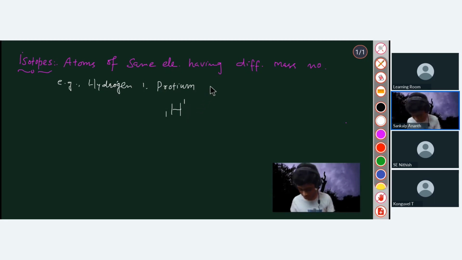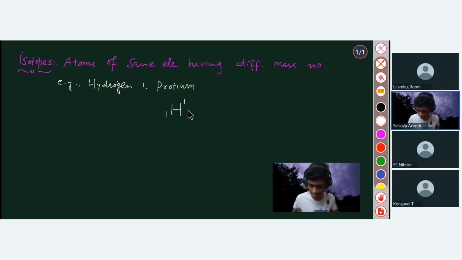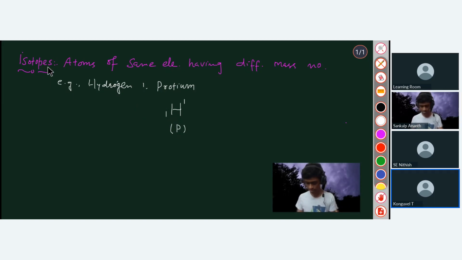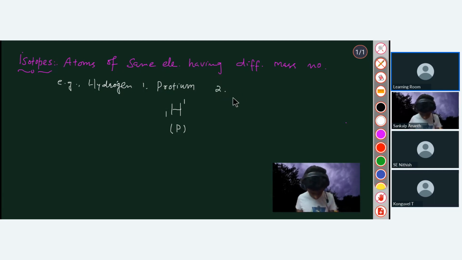Sorry, sir, I wasn't there. Can you explain it again? Okay, sure. Have we studied this in the class? Yes, we studied isotopes. Next one is deuterium. Next is tritium. Okay, let's have a general look, then we will move ahead.